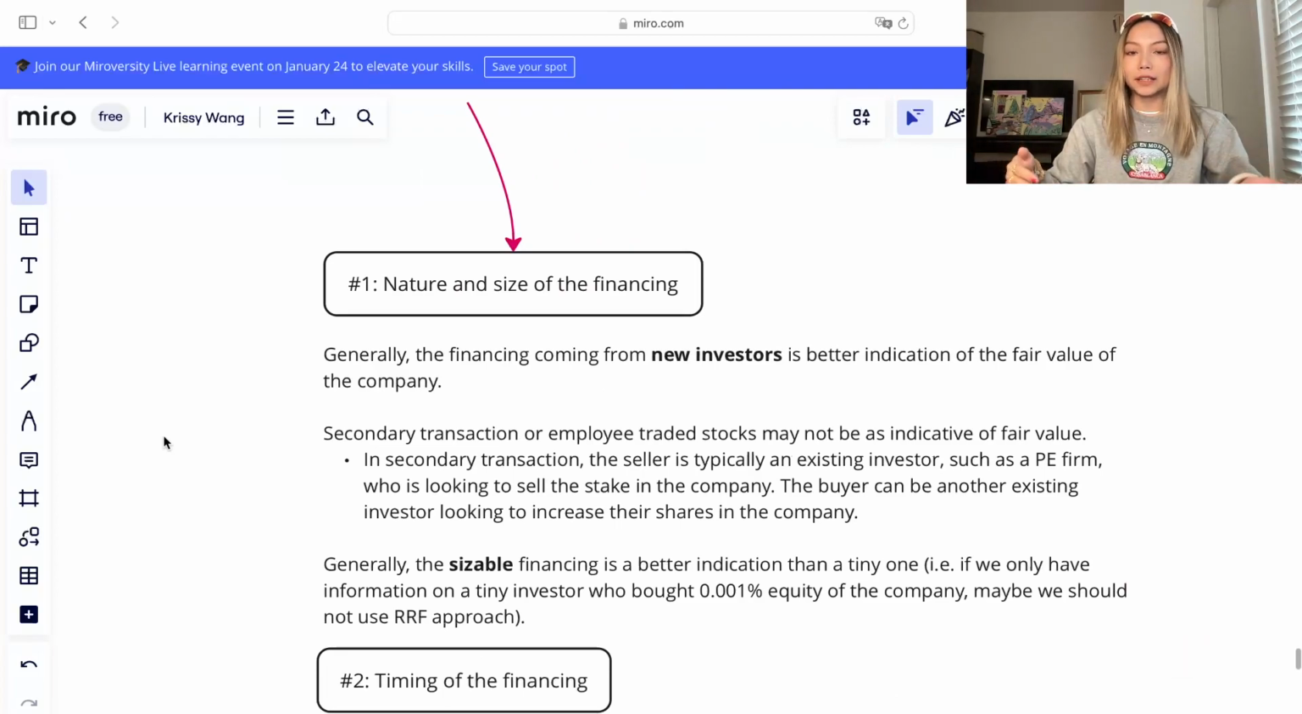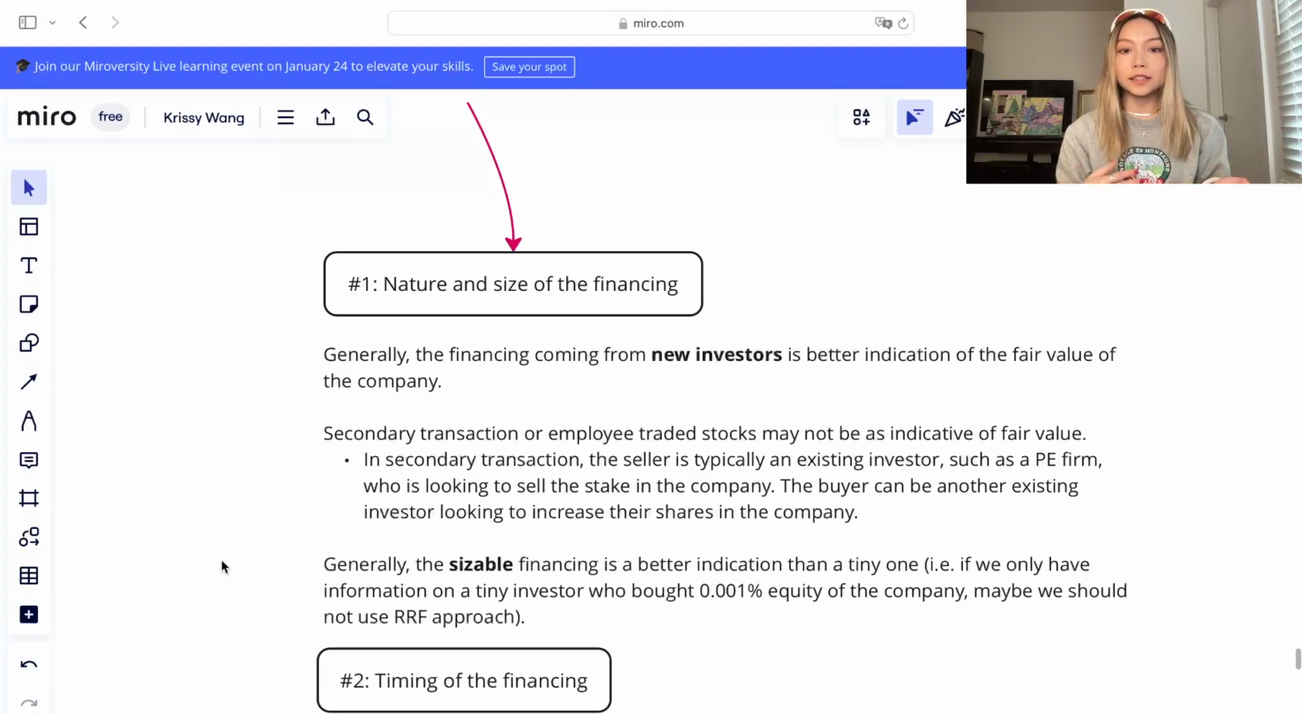Generally, financing coming from new investors is a better indication. That's because new investors are new market participants. They bring a fresh market perspective to evaluate this company. Secondary transactions or employee-traded stocks may not be indicative of fair value, right? Because these are transactions that have already taken place once. And I put the definition of secondary transaction here for you to read if you're interested.